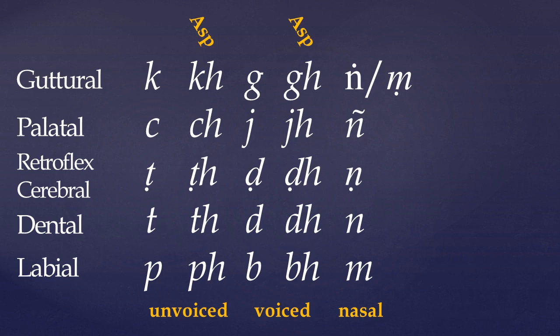So it's important to note that the aspirates, although represented by a consonant followed by an H, indicate a single letter and sound. So the TH is T, and never th, and the PH is P, and never F, as it is in English.